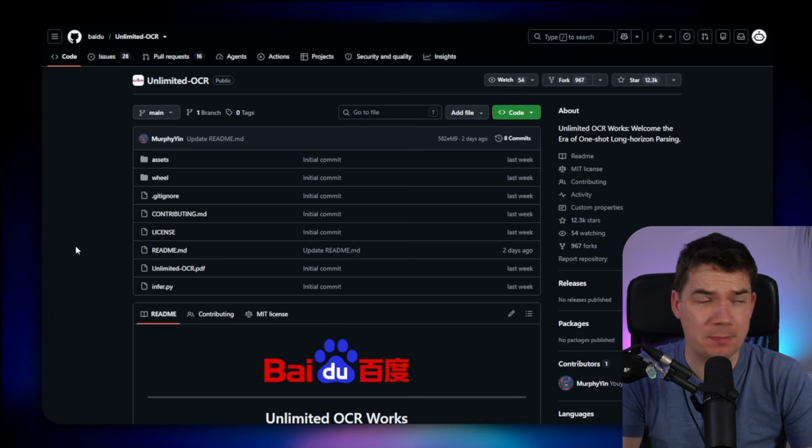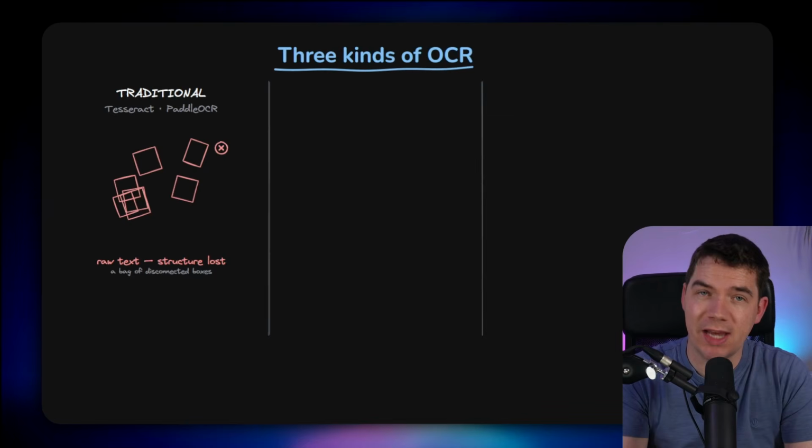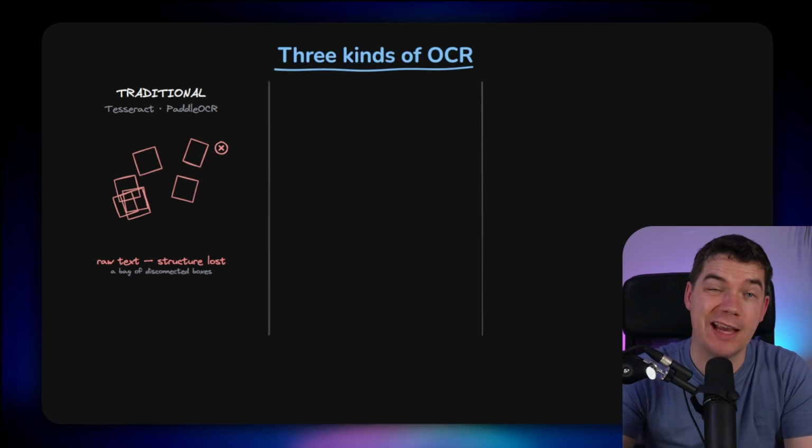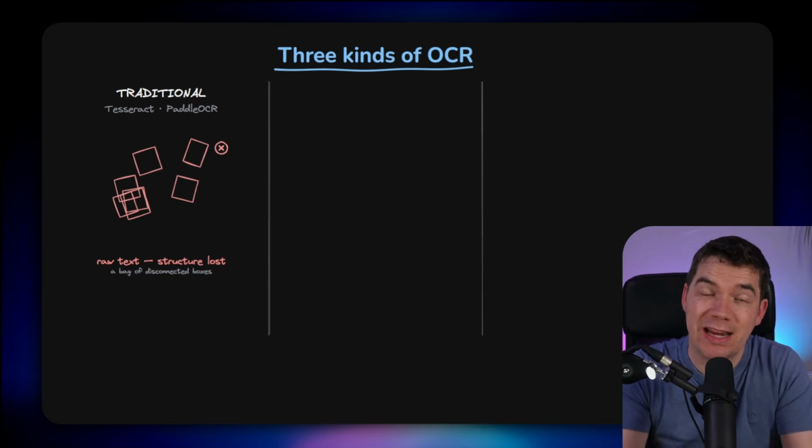And to take it right back to basics, it is worth calling out the difference between different OCR approaches. Because essentially, at the most basic level, you've got traditional OCR models. So the likes of Tesseract and PaddleOCR. These are essentially a detect and recognize pipeline. One model finds the boxes of text on the page, another reads the characters inside them. And what you get back is the raw text, but the structure of the page is basically gone.